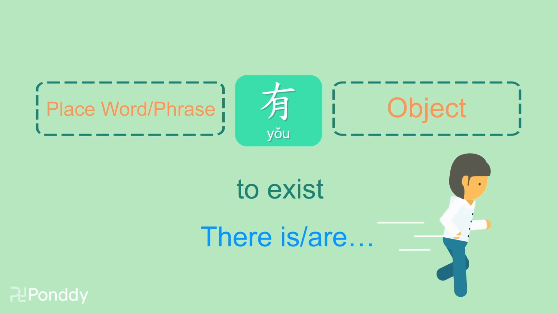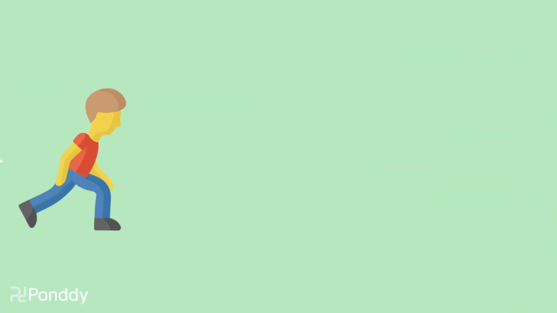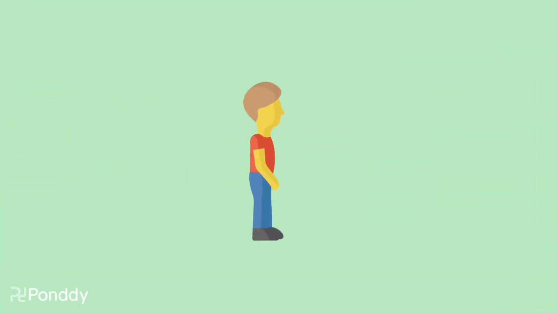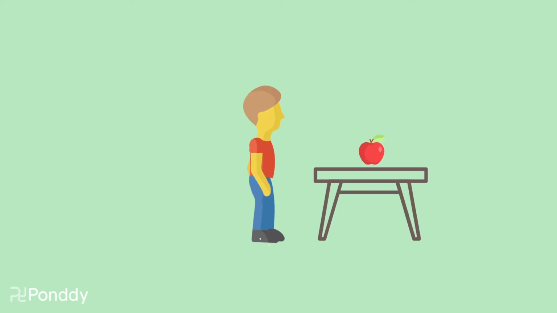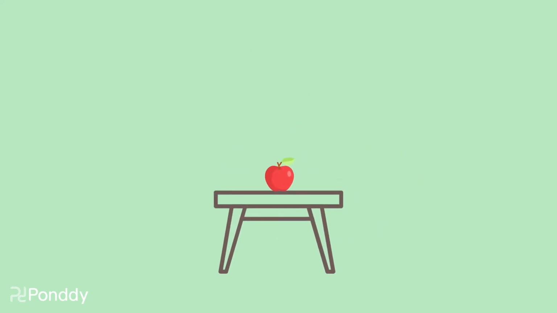Let's take a look at an example first. After school, you return home and want to find something to eat. Great, there is an apple on the table. There is an apple on the table. How do you say that in Chinese?